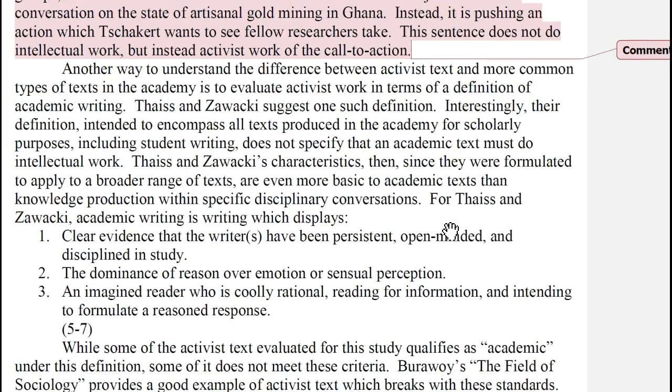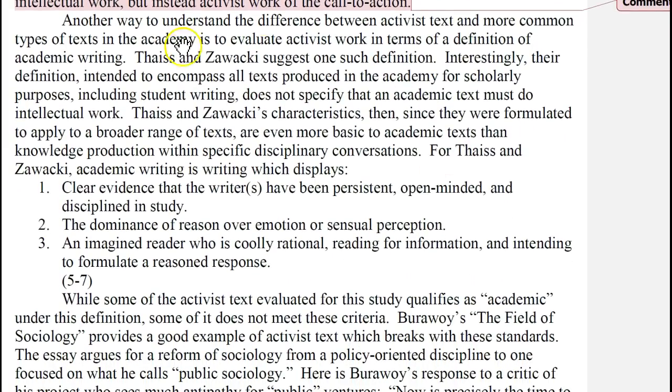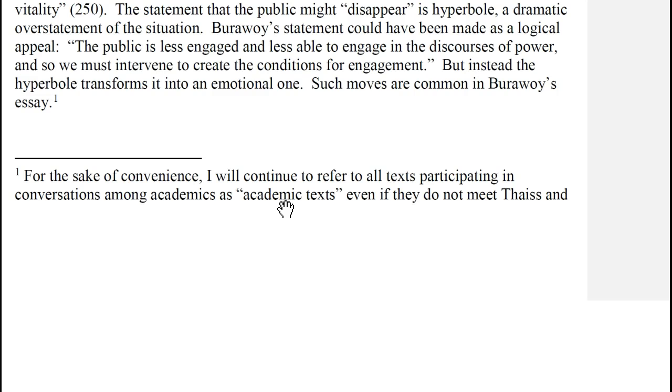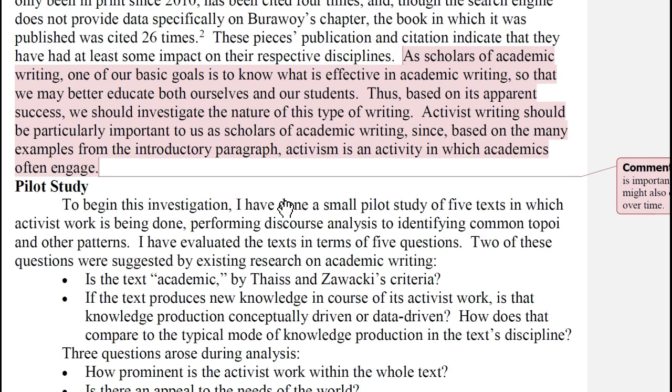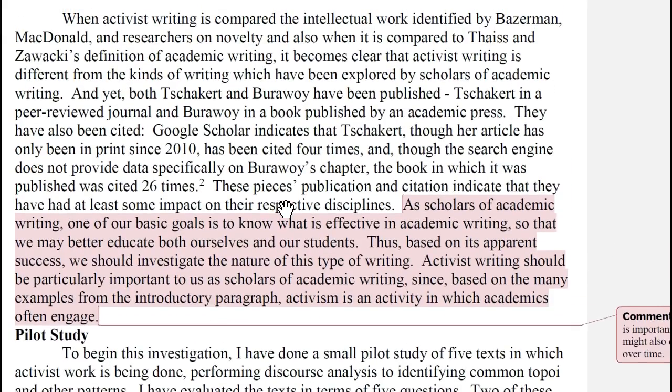And you'll notice, as he's getting closer to the end, he's spending a lot of time on Thais and Zawacki in particular, because here he is grounding his research question in their research. How is activist scholarship similar or different to these criteria that Thais and Zawacki define? And then in his pilot study, let's find his research question.